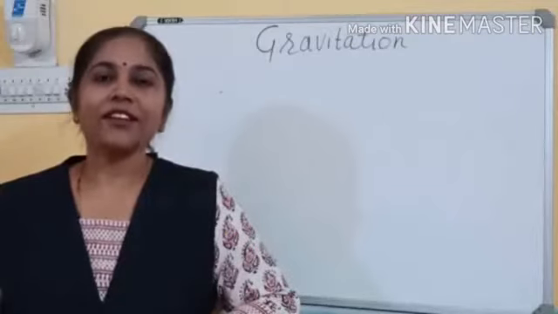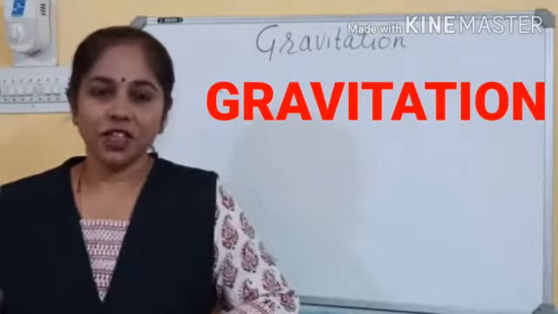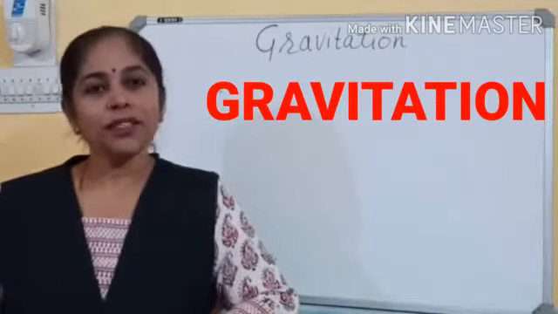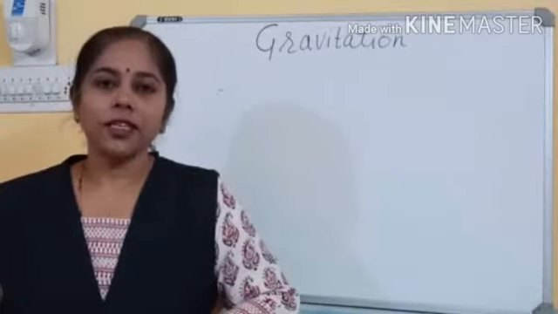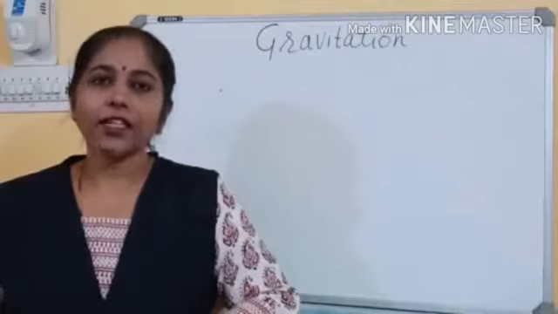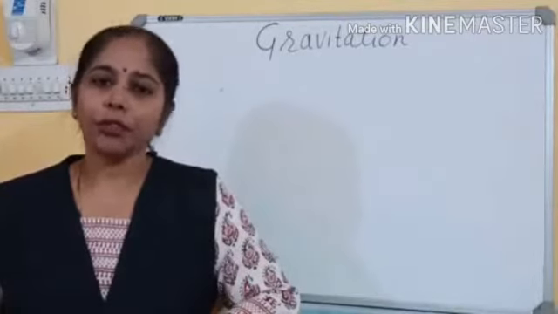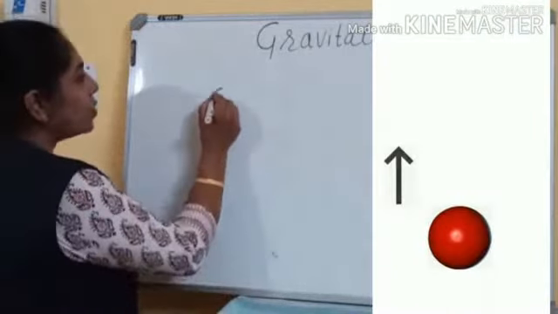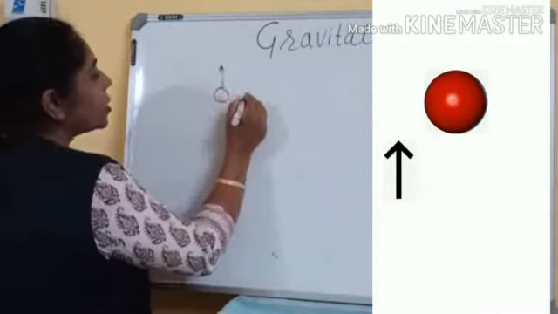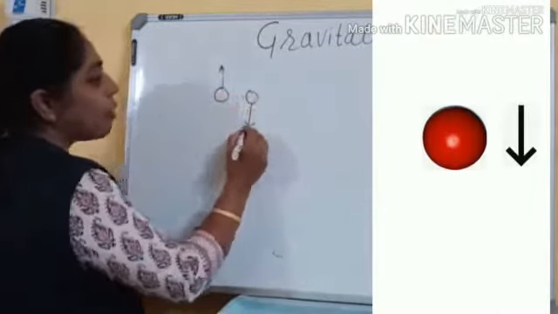Good morning students. Today we will learn gravitation. Students, you have studied that force is needed to change the speed and direction of motion of an object. We observe that anything we throw in the upward direction always falls towards the earth. The moon revolves around the earth.